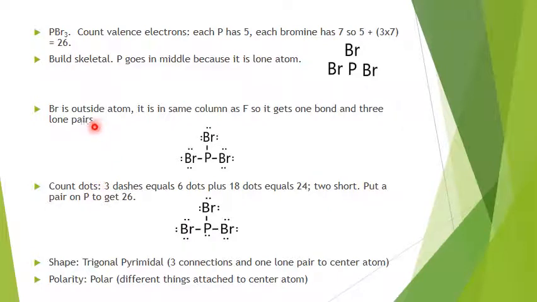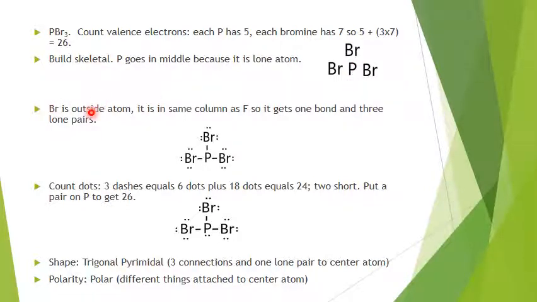Okay, PBr3, count the valence electrons. Phosphorus has 5, each bromine has 7, so it'd be 3 times 7, 21, plus 5 is 26. Skeletal structure: put the phosphorus in the middle. It doesn't matter how you put the Br. I put the Br on top. You could have put it down here on the bottom.